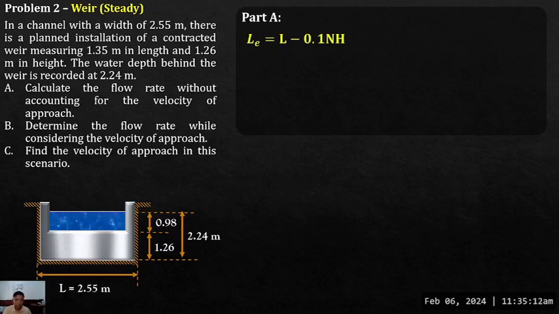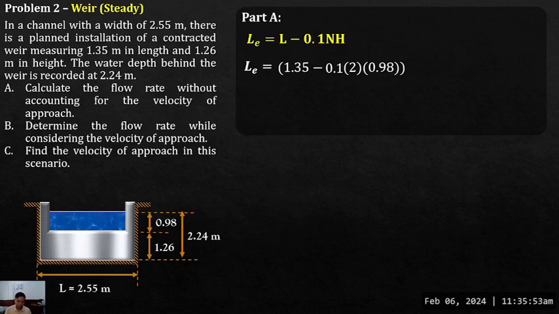Okay, so again, this is a contraction. So, ibig sabihin, sa pag-compute natin ng Q, we have to use the value of the effective length, taking into account yung pag-contract ng tubig. So, that would be, given ba yung length natin? Okay, so that is 1.35. Yan yung length ng weir natin, minus 0.1 times two contractions times yung head natin, that is 0.98. So, saan galing yung 0.98?